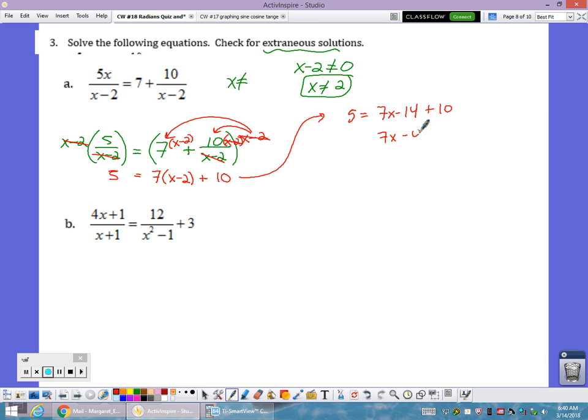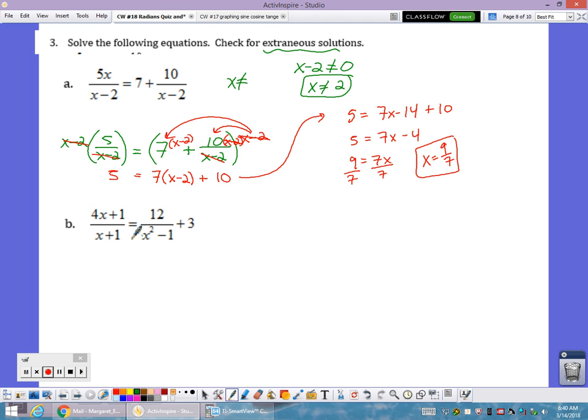7x minus 4, add 4, divide by 7. All right, so x equals 9/7. That is our solution. If we plug that in, it'll make this a true statement. Okay, what about down here?